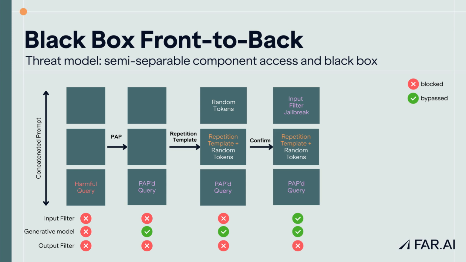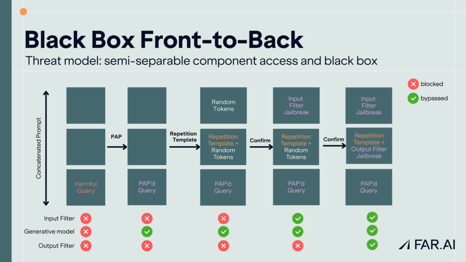So first, we're going to apply it to this initial sequence, and that's going to optimize this random token sequence into a jailbreak of the input filter. We're then going to do this again for a jailbreak of the output filter. And this resulting concatenated series of jailbreaks is going to bypass each of the defensive components individually.